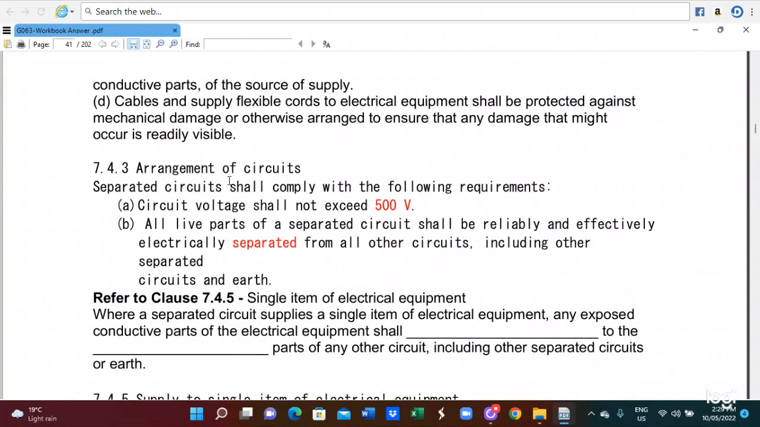7/4/3, arrangement of circuit. The spreader circuit shall comply with the following requirements. Circuit voltage shall not exceed 500 volts. All live parts of the spreader circuit shall be reliably and effectively electrically separated from all other circuits. So this is the 7/4/3 definition.